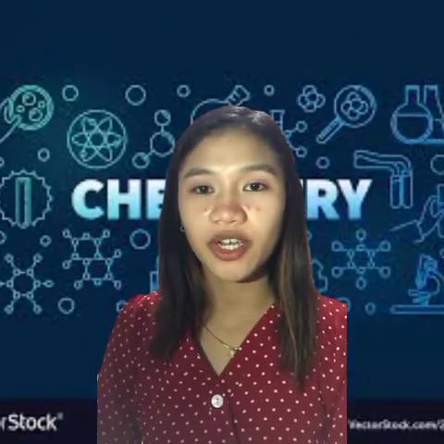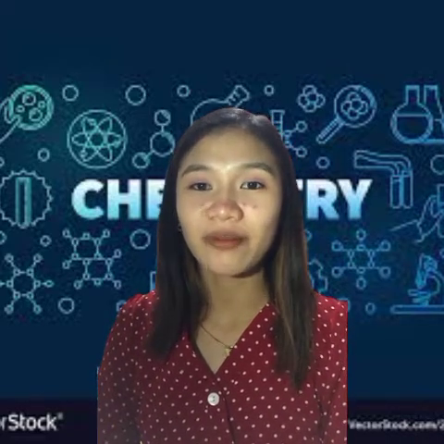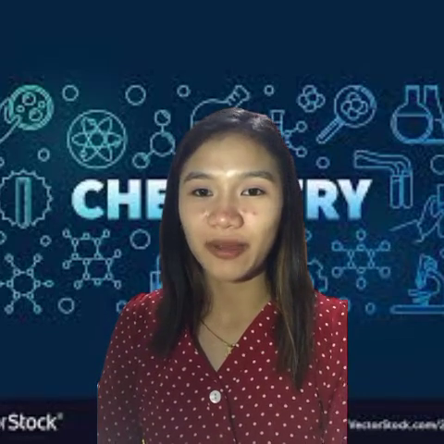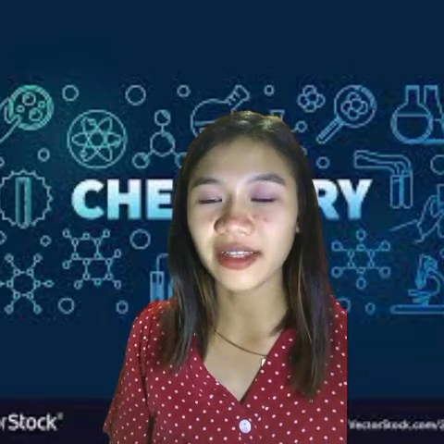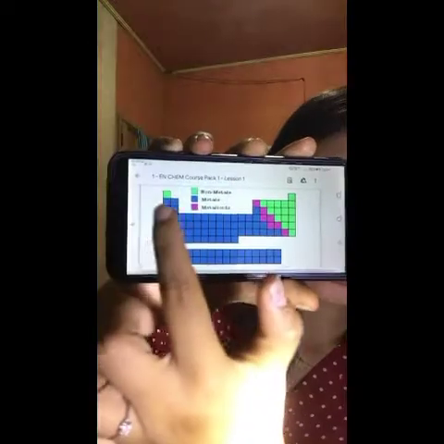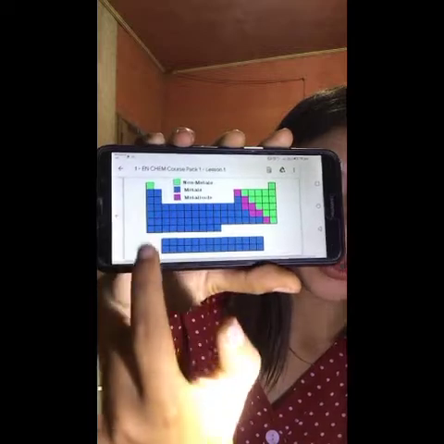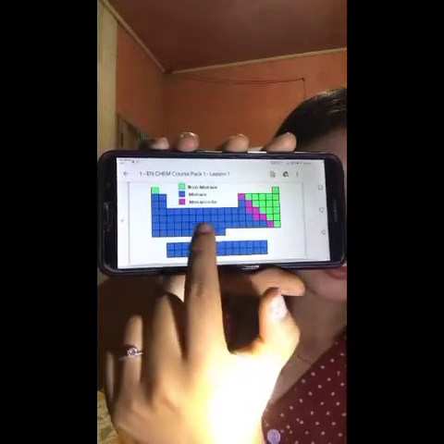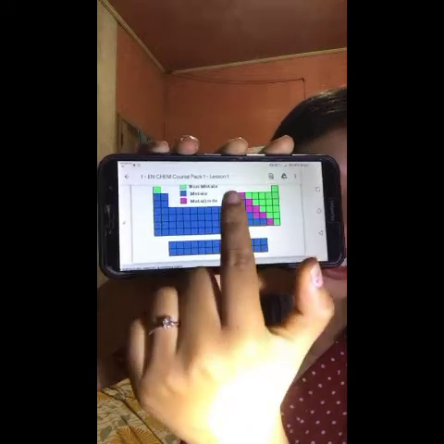The third question is to point the location of metals, non-metals, and metalloids in the periodic table. The location of non-metals is this green or yellow-green color. The metals are this blue color. And then the metalloids are this violet color.